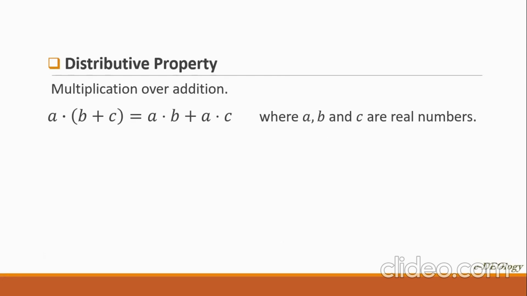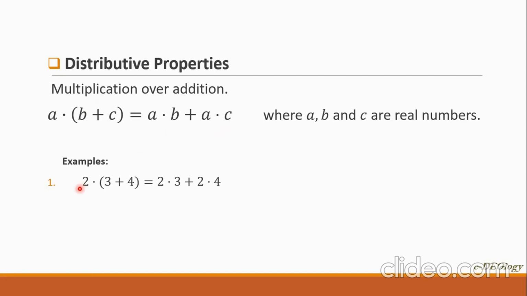Let us begin with the distributive property of multiplication over addition. Let us consider three letters representing real numbers A, B, C. Here A is multiplied to the group of B plus C. So this A is distributed to the B and to the C, and this is A times B plus A times C.